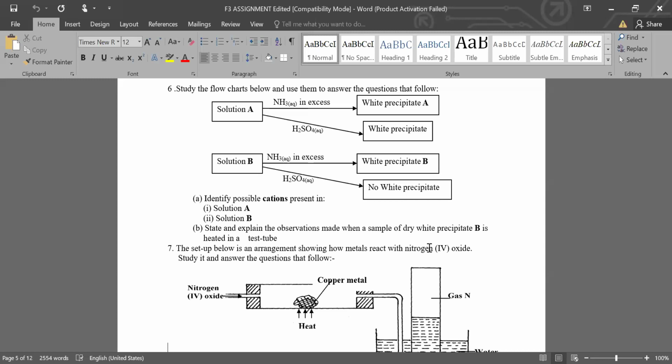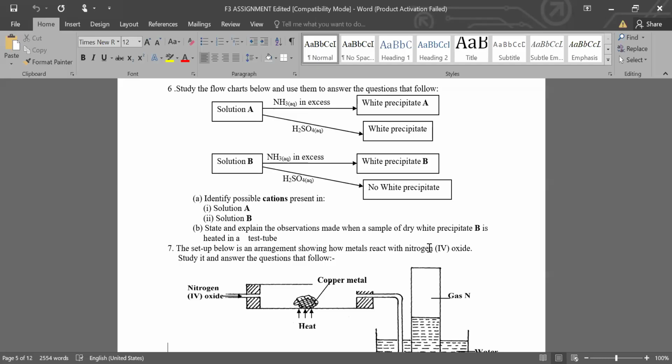Then we move to the other question, that is on solution B. When solution B is added excess ammonia, a white precipitate is formed. When solution B is added dilute sulfuric acid, no white precipitate is formed.